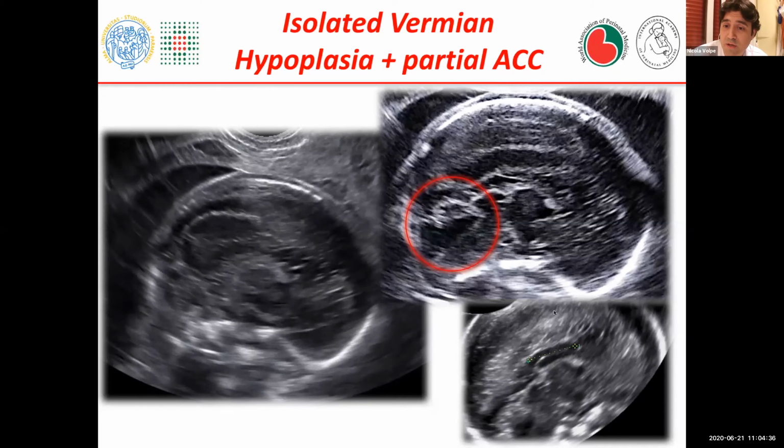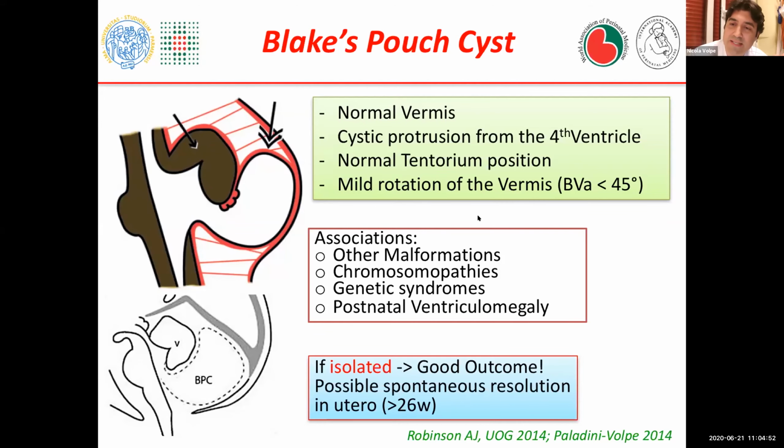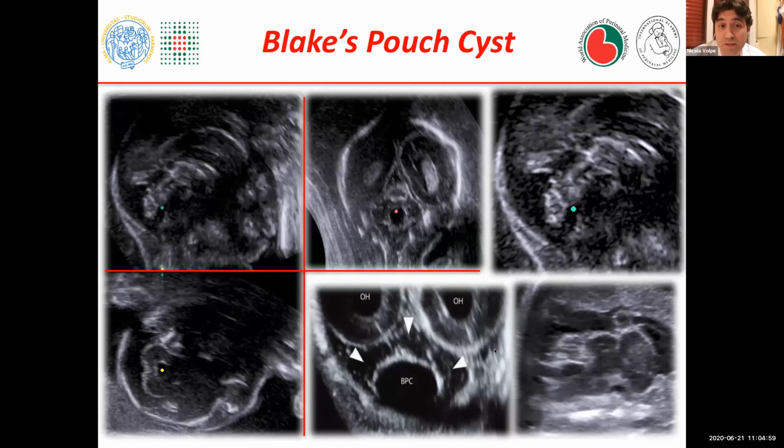And then we have the Blake pouch cyst. Actually, the vermis here is normal. The rotation is mild, and the tentorium is in a normal position. So it is slightly different, but if isolated, it is usually related to a good outcome. That's why it's important to distinguish between the two.